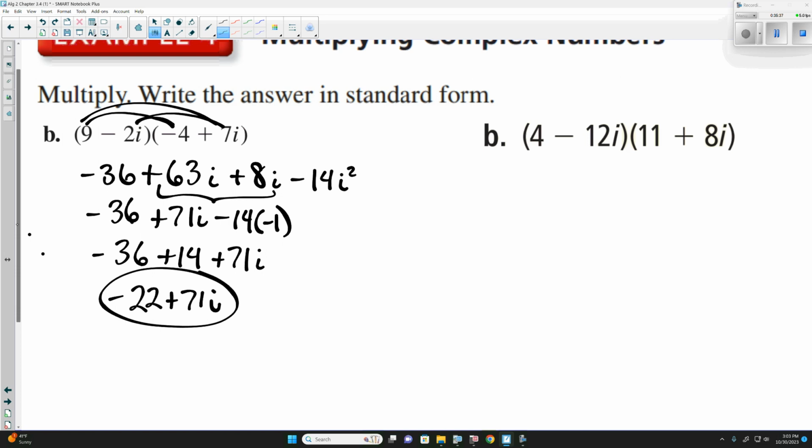But we could also plug these in the calculator and get the answer. Questions on any of this here? Get ready for the next one.